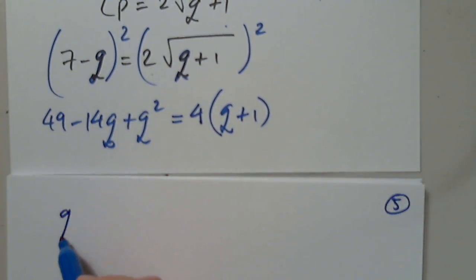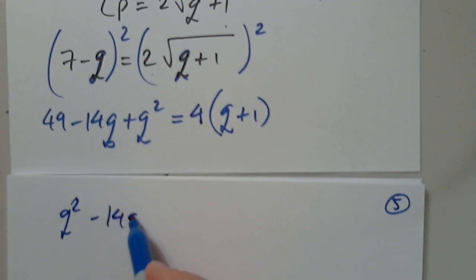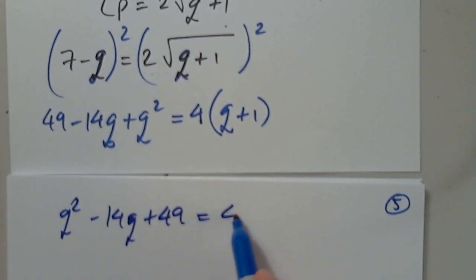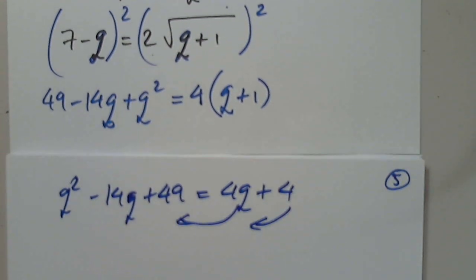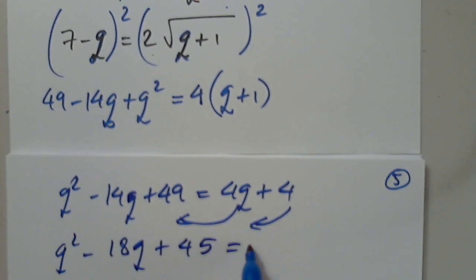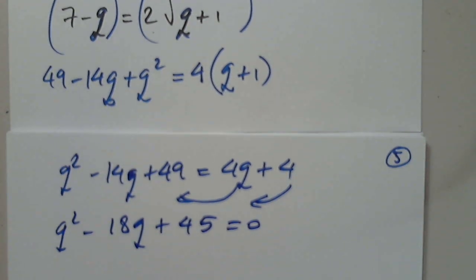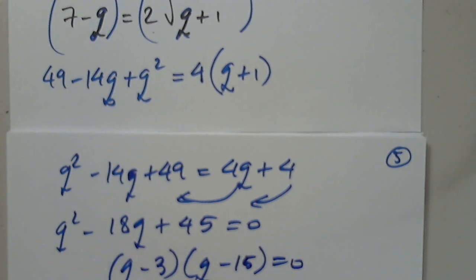So we have Q squared minus 14Q plus 49 equals 4Q plus 4. We move these two terms to the other side. Q squared minus 18Q plus 45 equals 0. And what do we have here? 15 and 3. So we have Q equals 3 and Q equals 15.